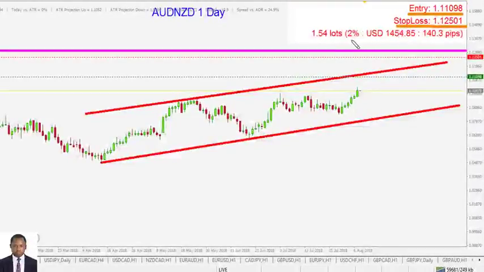I am risking 2% of my account. The recommended lot size is this. If my stop loss is hit, this is what I will be losing on my account. From my entry to stop loss is about 141 pips. All right, those are all the details. So I'm going to place the order.